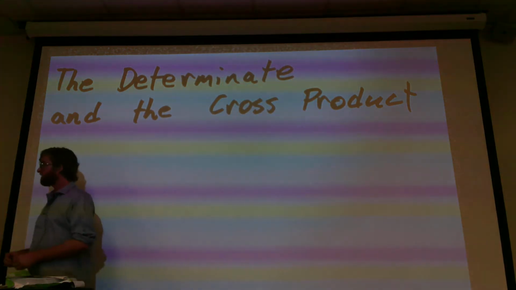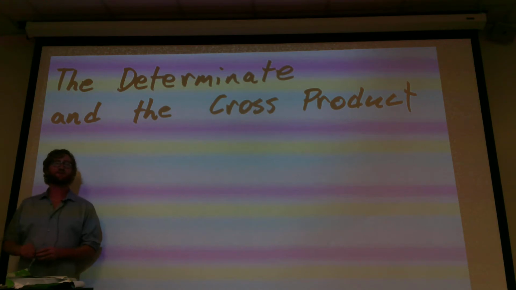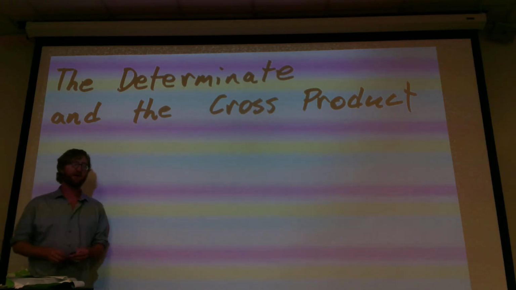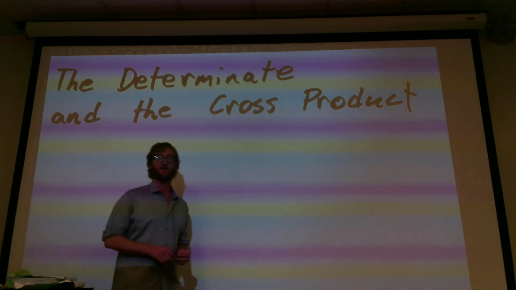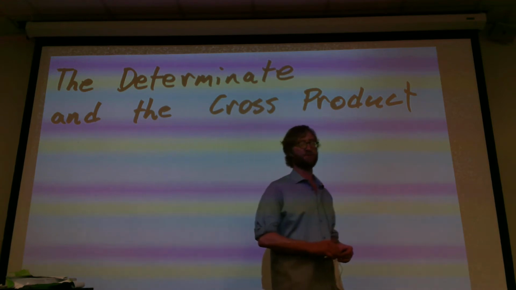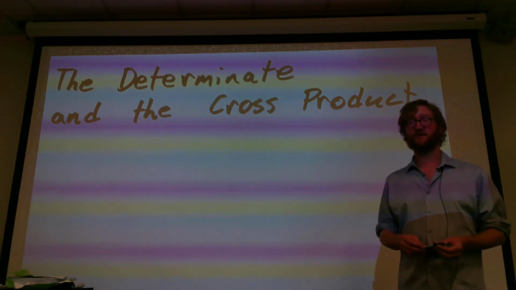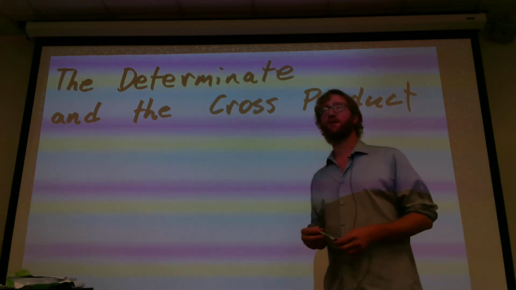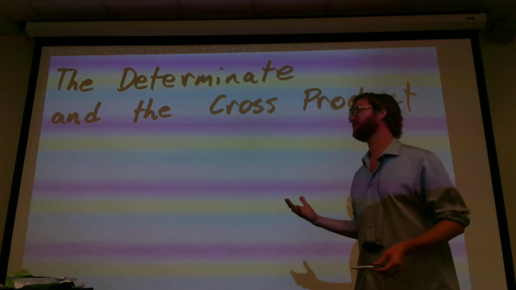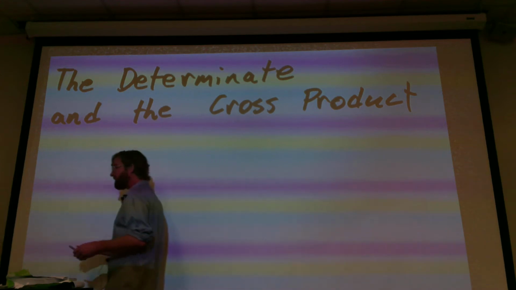Okay, so now we're going to talk about the determinant and the cross product. Now, the dot product produces a scalar. It just produces a number. The cross product actually produces a vector. Okay, now, how do we think about the difference between them?